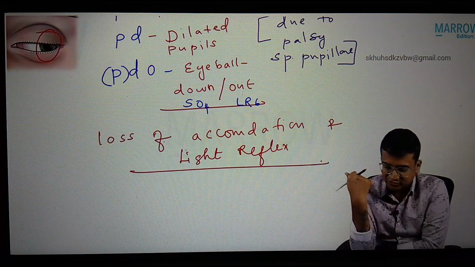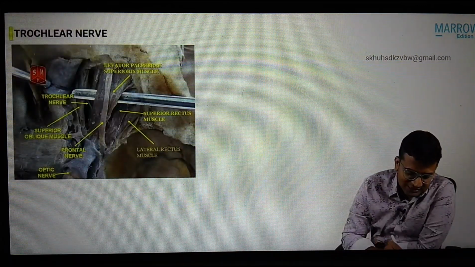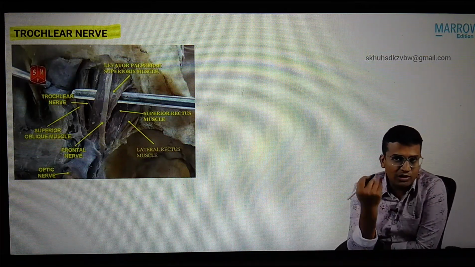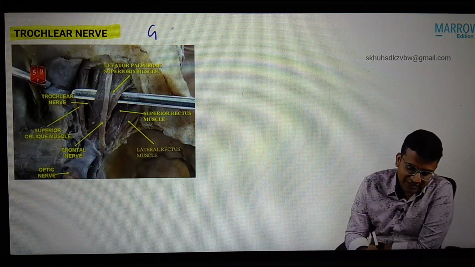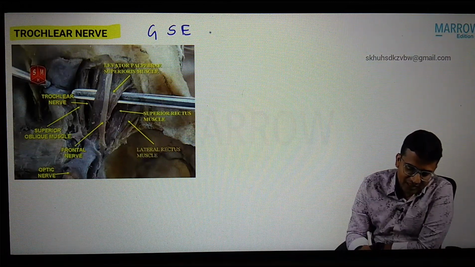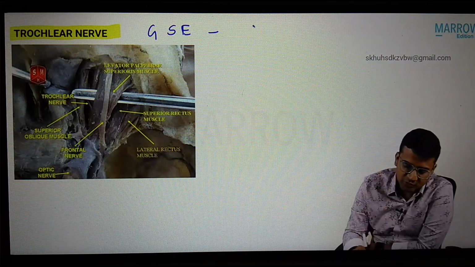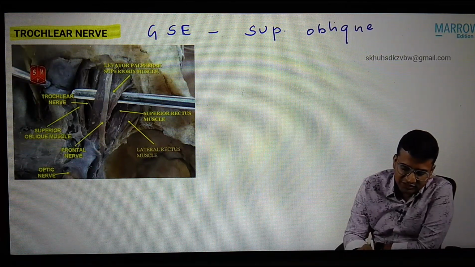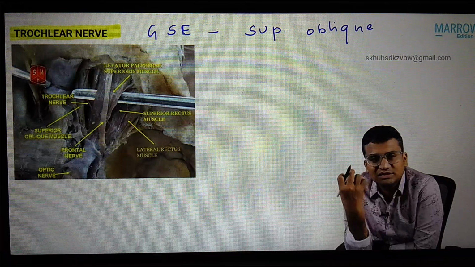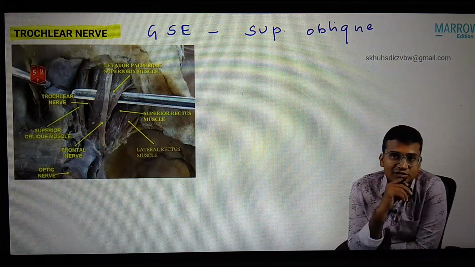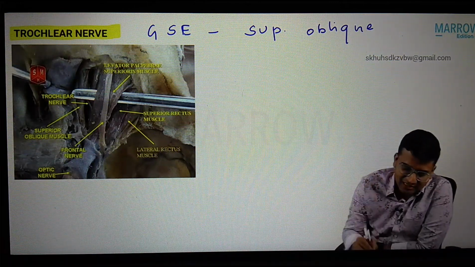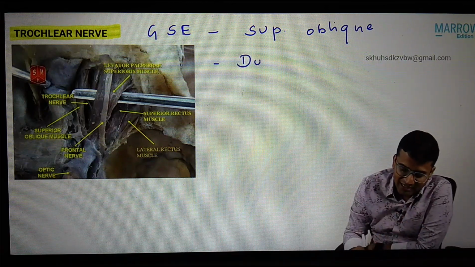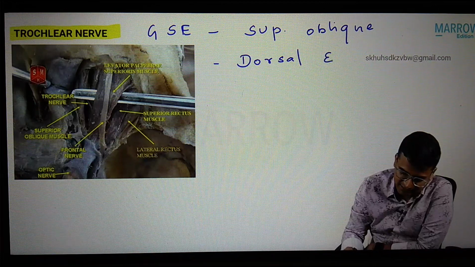Next, we're going to discuss the fourth nerve, the trochlear nerve. See, the trochlear nerve has only one functional column, general somatic efferent, and it supplies only one muscle, the superior oblique muscle. Now, before seeing the course of the trochlear nerve, we have to know certain important features of it. The trochlear nerve is the only nerve which emerges from the dorsal side of the brainstem. So it is the only nerve with a dorsal exit.